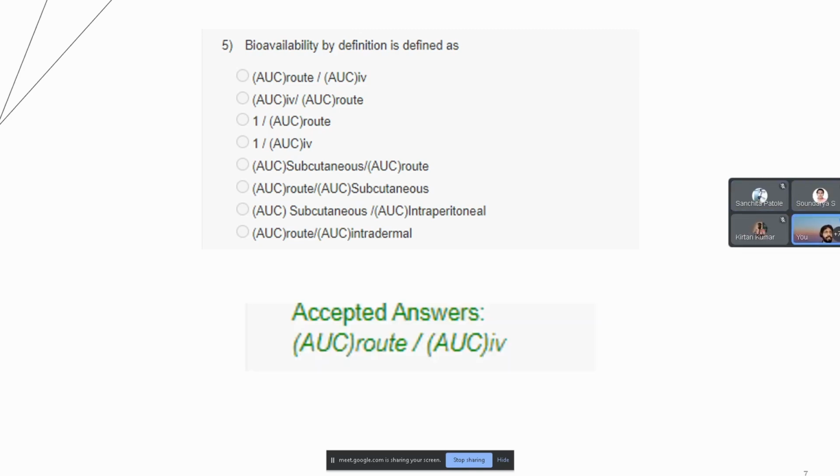Bioavailability again, just to reiterate: remember, if you deliver a drug intravenously, it has 100% bioavailability. So if you want to calculate the bioavailability of a drug that's given through a different route, you have to do AUC of a route by AUC of IV. So what is this AUC?